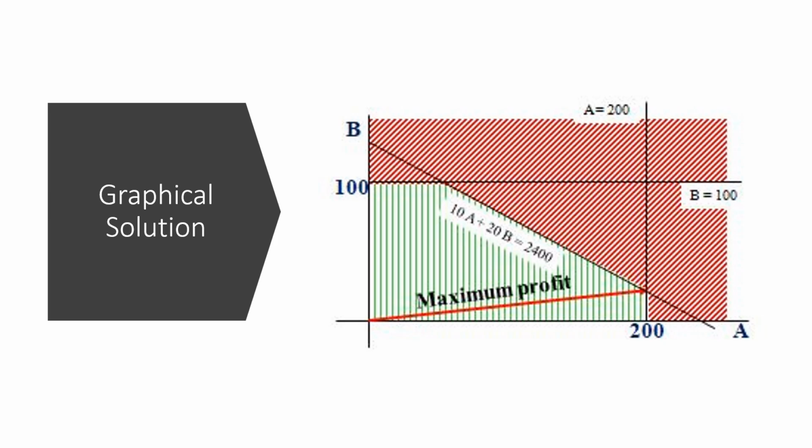We now look at the point of maximum profit. It will be the furthest point from the origin, within the allowed area, green, which is the point of maximum A, 200 units, and 20 units of B.